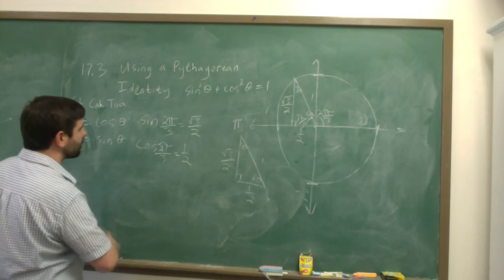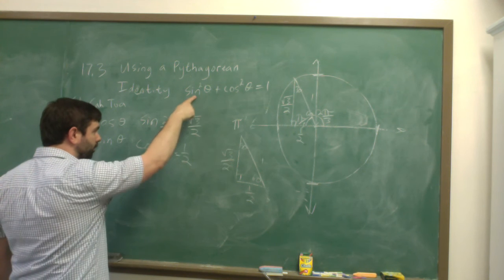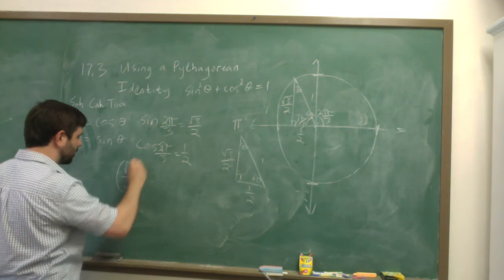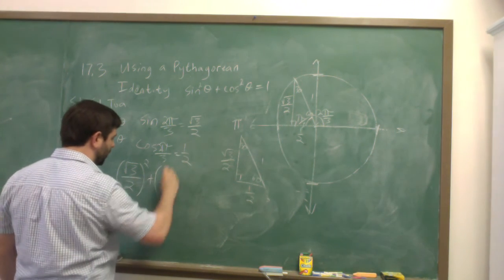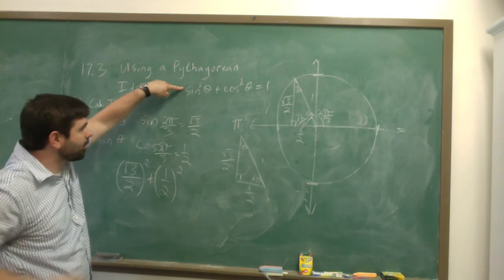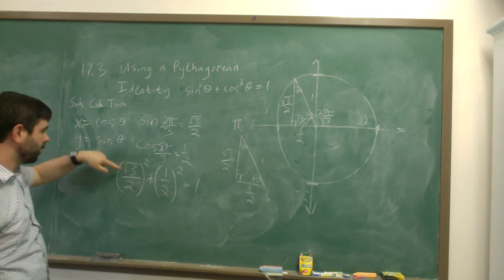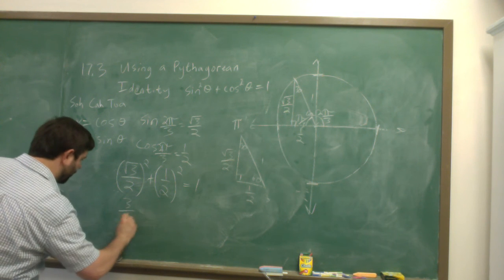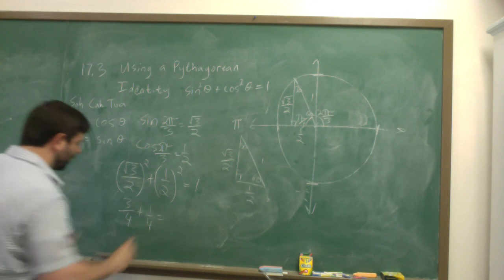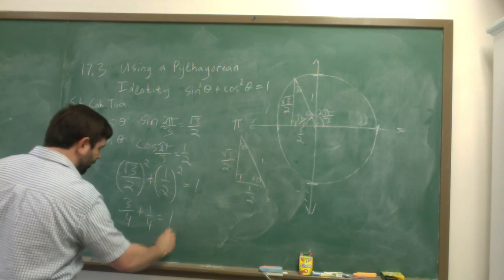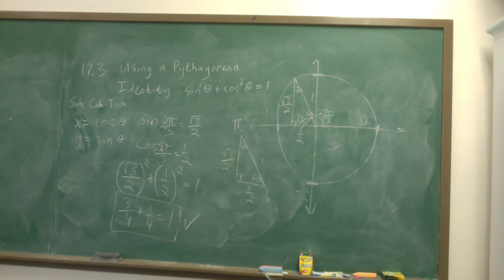Let me back up here. Sine of our angle is √3 over 2. And we're going to square that. Cosine of our angle is 1/2. And we're going to square that. And according to our Pythagorean theorem identity up here, this should equal 1. Well, let's test it out. √3 over 2 squared is 3 over 4. Plus 1/2 squared is 1 over 4. 3/4 plus 1/4 equals 4/4. Boom, done. Okay, so these are how trig identities work.